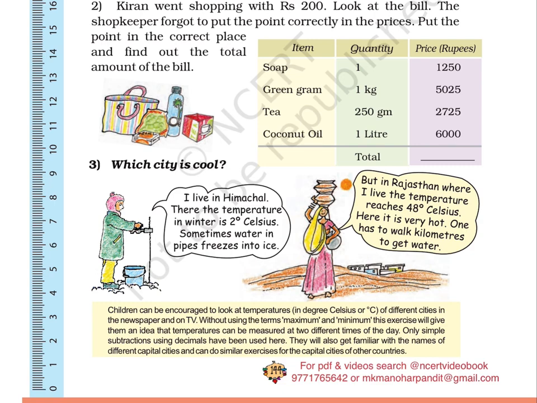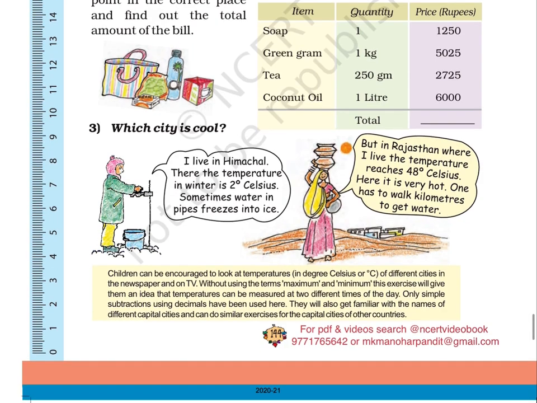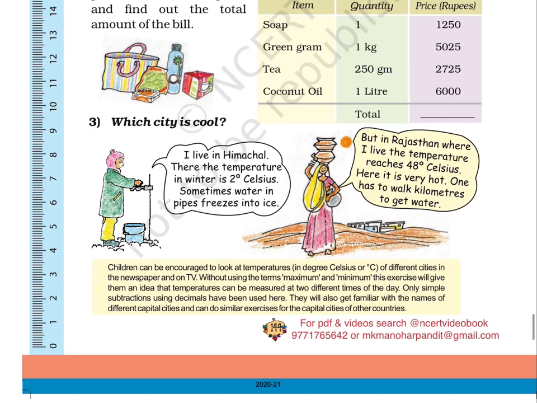Soap 1, 1,250. Green gram 1 kilogram, 5,025. Tea 250 grams, 2,725. Coconut oil 1 liter, 6,000. Total dash.